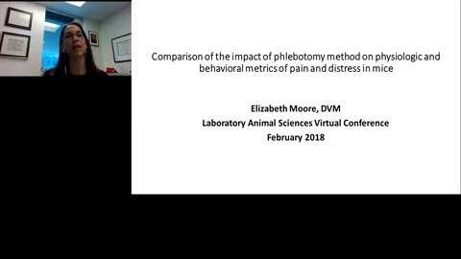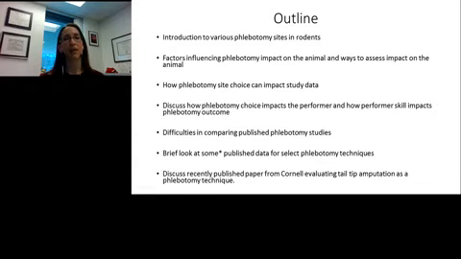So as a brief outline of what I'm going to talk with you about today, first I'm going to introduce some of the different anatomic sites that are available for blood collection in mice. And I'll then discuss some of the factors that affect the impact that these particular phlebotomy methods can have on a mouse and ways that we can assess or quantify the impact of phlebotomy on mice. I'll then talk about how your phlebotomy site choice as an experimenter can actually impact your study data.